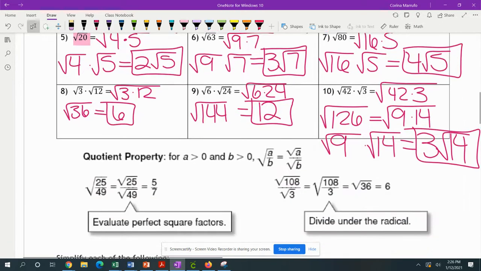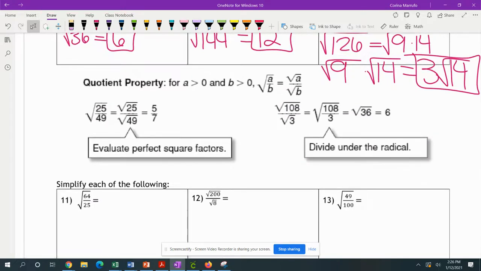Okay, the quotient property: for A greater than 0 and B greater than 0, when you try to take the square root of A over B, you can split it into two different square roots. So for example here, you split into two different square roots, the square root of 25 over the square root of 49, which ends up being the square root of 25 is 5 and the square root of 49 is 7. Okay, you can also work this in reverse. If they're in two separate square roots, you can combine them into one square root, divide the numbers, and then take the square root of that.